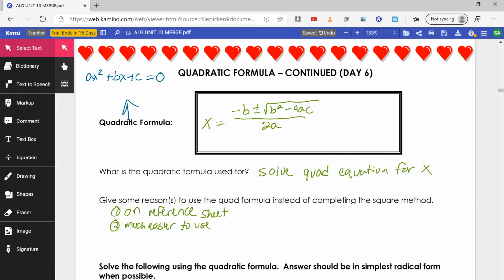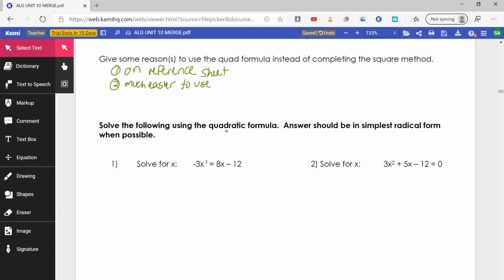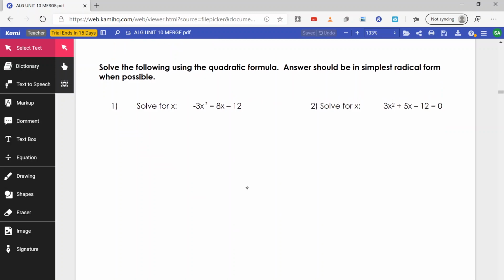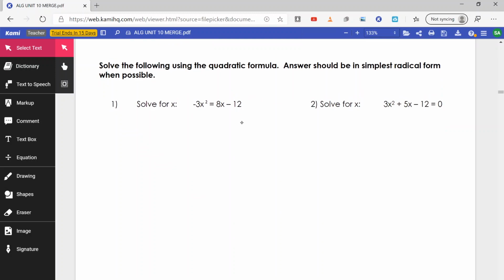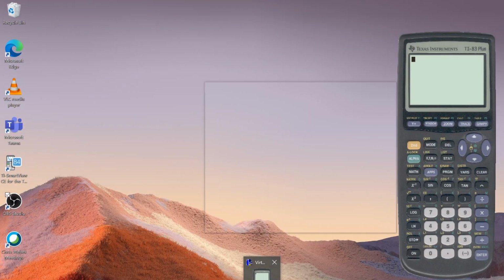So moving onward to actually solving problems using the quadratic formula. Again, simplest radical form whenever possible. Here we are told in our first problem we need to solve for x. We have negative 3x squared equals 8x minus 12. So in this case, as long as our equation equals 0, we're fine. So it doesn't really matter if it's x squared plus x plus a number equals 0 or 0 equals something. As long as we have equals 0 someplace, we're good.